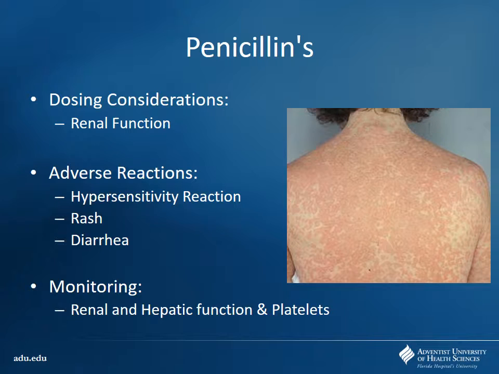Again, dosing considerations for penicillins in general, look at renal function. This is huge for all of your penicillins. You need to dose based on renal function. So if they have significant renal dysfunction, creatinine clearance is dropping, you need to change how you're dosing that. Maybe instead of giving it every 6 hours, you're going to give it every 8 hours or every 12 hours. You talked about the rash. Diarrhea is also a possibility. And then as far as monitoring goes, again, look at renal function, hepatic function, and your platelets as well, potentially.